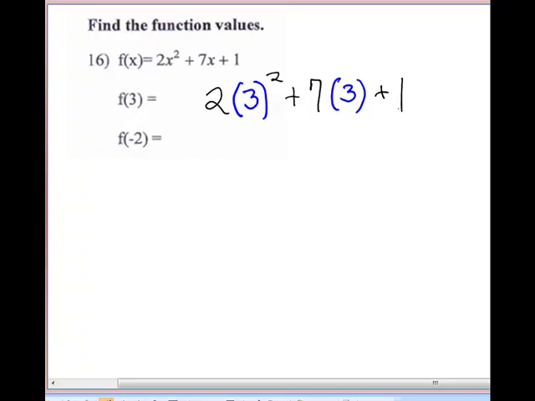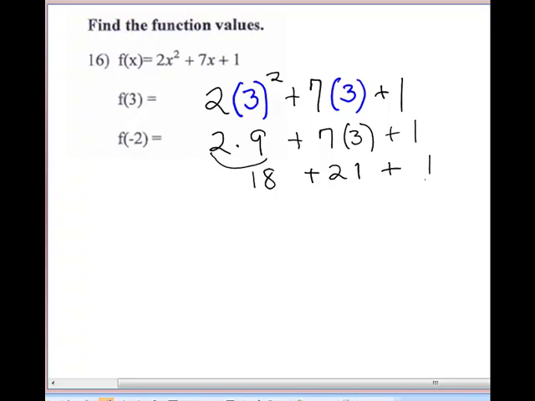Now we'll simplify with order of operations. So our exponent will go first. 3 squared is 9. Keep our multiplication. There's no more exponents. Next, we'll do the multiplications left to right. So we have 18 plus 21. And then we will add and subtract left to right. So we have 39 plus 1 equals 40.